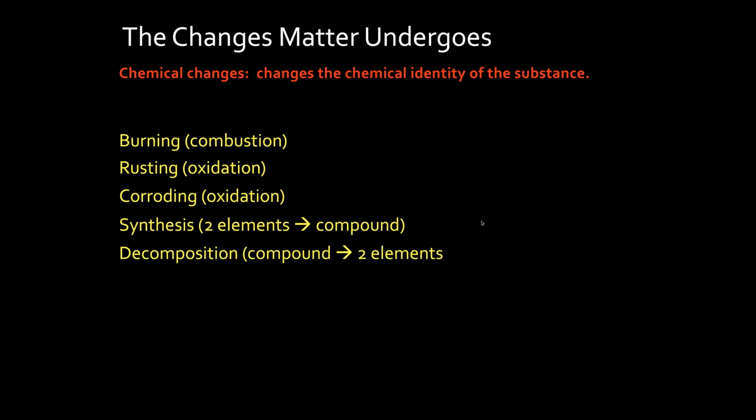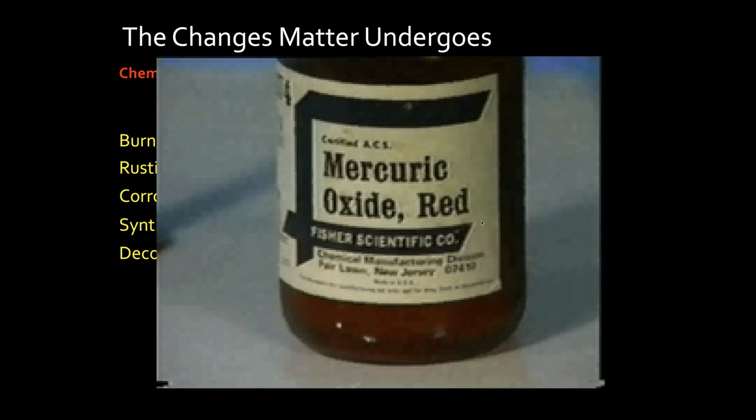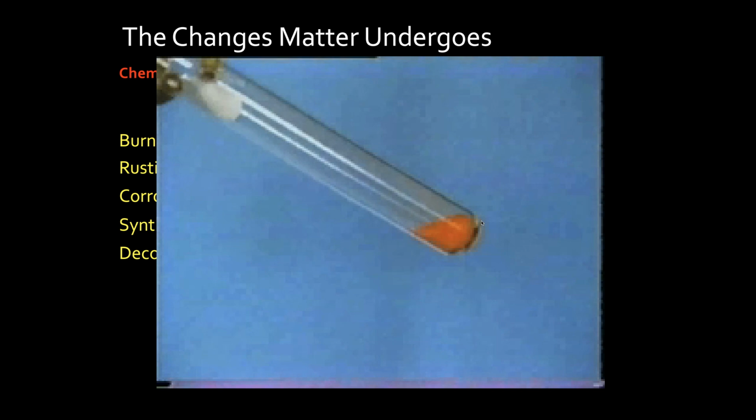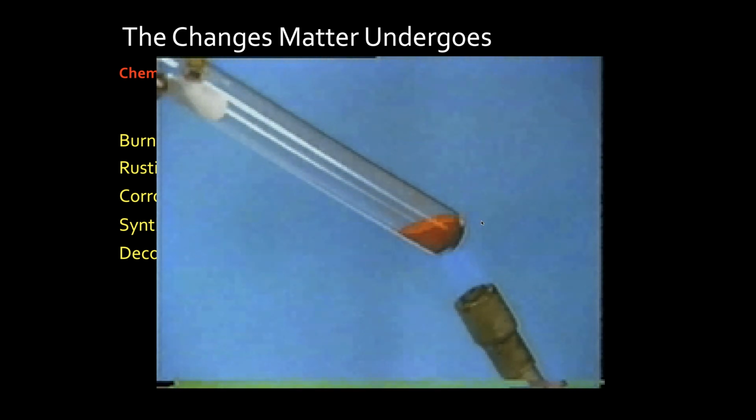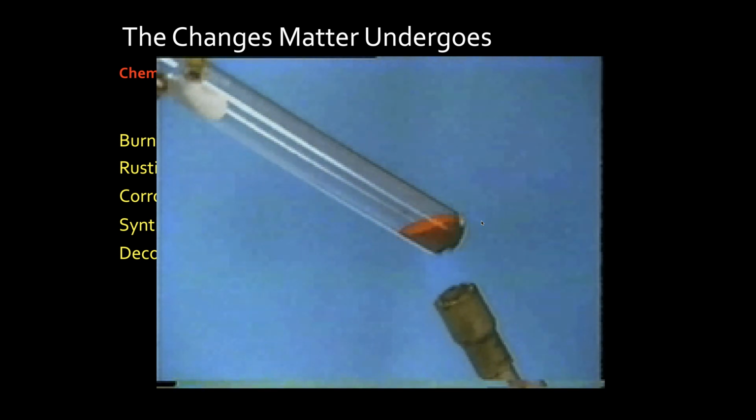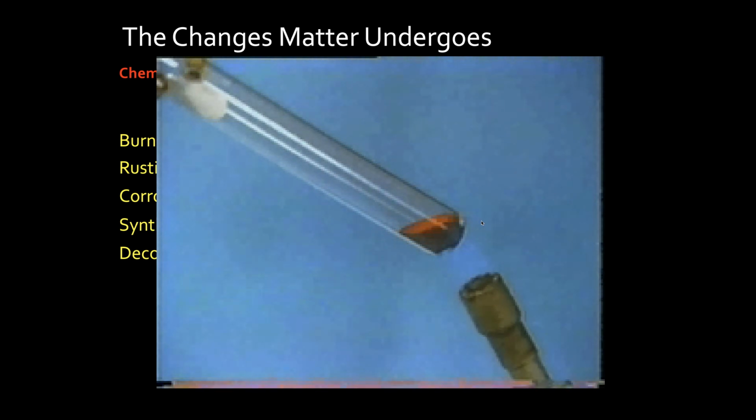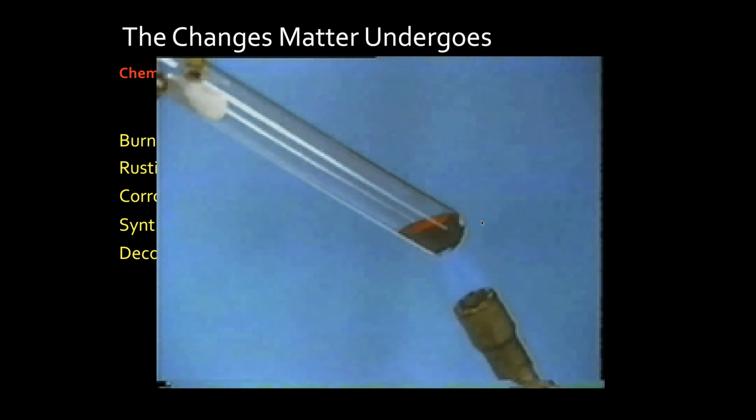Decomposition is another example. If you take a compound and break it apart into two elements, you no longer have the same substance. So if we take mercuric oxide, which contains both mercury and oxygen bonded together, and we add heat to it from an outside source, you'll see the color of the mercuric oxide is changing. But even beyond that, you're going to start to see a silvery ring appearing in the test tube. Keep watching.